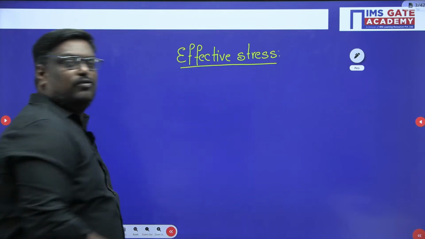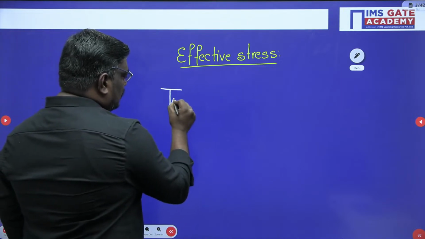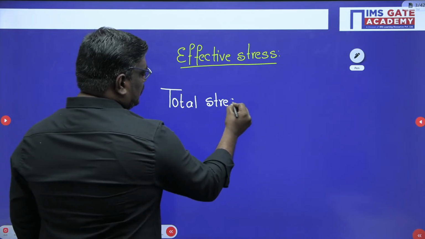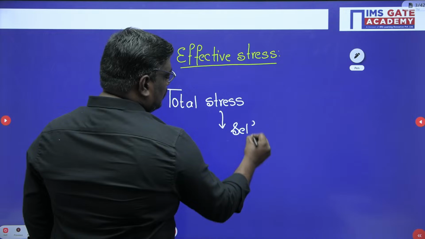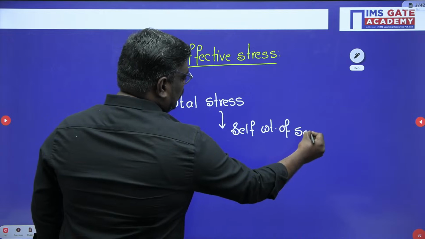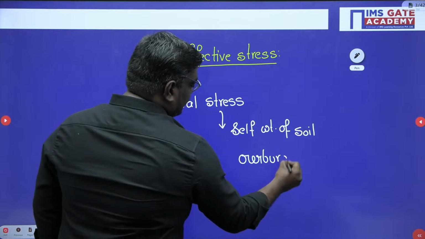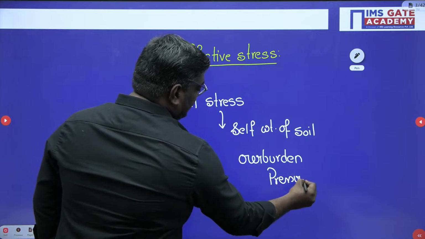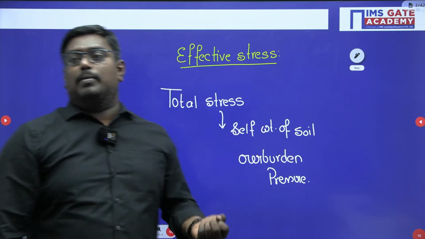Now my dear students, before discussing effective stress, let me tell you what we mean by total stress. Total stress is due to the self weight of soil and also due to the overburden pressure. Let me explain with a simple diagram. So total stress is due to the self weight of soil and overburden pressure.